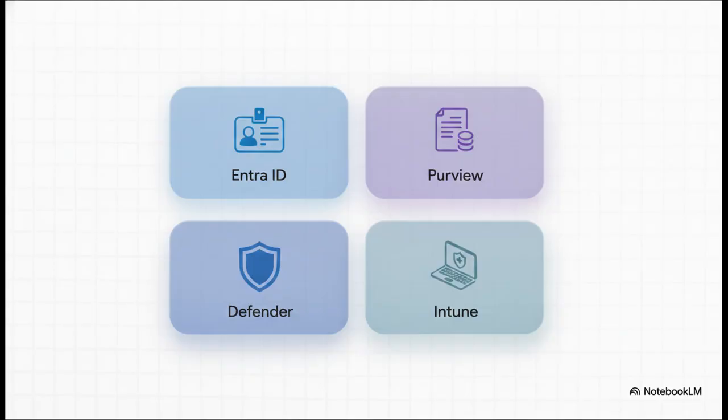So how does this actually come together under the hood? Well, the platform leans on 4 core infrastructure layers, basically the 4 security pillars, to orchestrate everything. We've got Microsoft Entra ID for identity, Microsoft Purview for data security, Microsoft Defender for runtime threat protection, and Microsoft Intune for device endpoint posture. By leaning on these 4 pillars, Agent 365 has every single angle of agent governance covered. Let's break down exactly how each one functions in this wild new AI landscape.